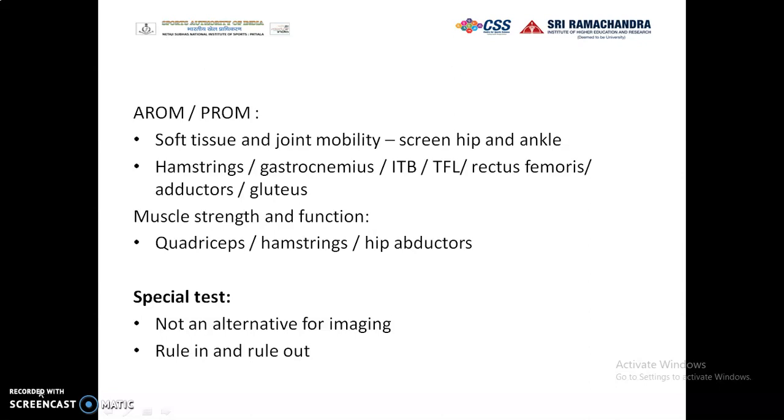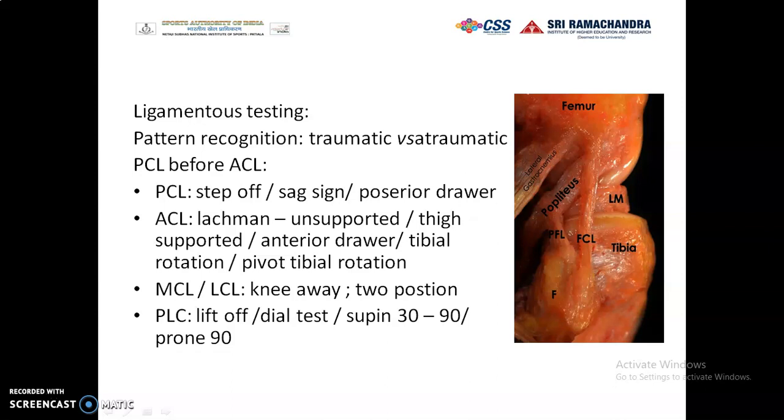As we discussed, the special tests are not an alternative for imaging. Always we have to use the principle rule in and rule out. So the conditions that you're trying to identify, always you have to exclude the irrelevant causes or irrelevant diagnosis, which means if you're trying to narrow your diagnosis, always you have to use this principle. So rule in and rule out. That's the most important. And now let's get into detailed examinations.